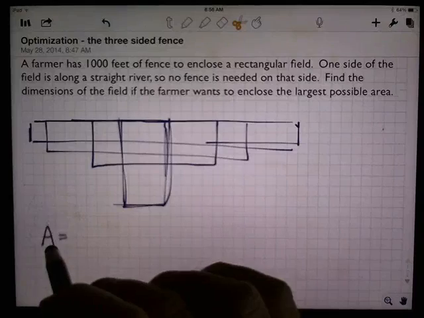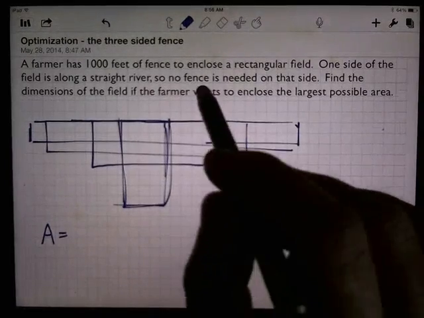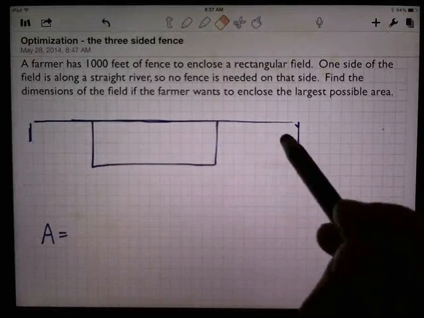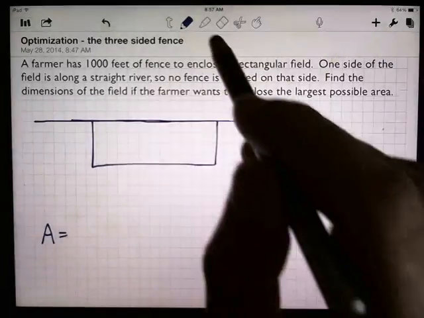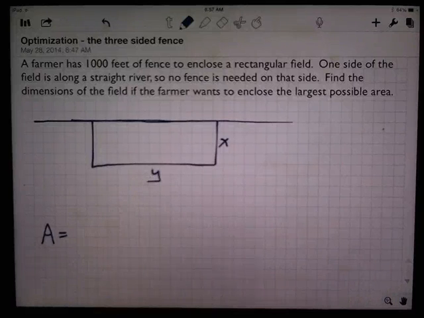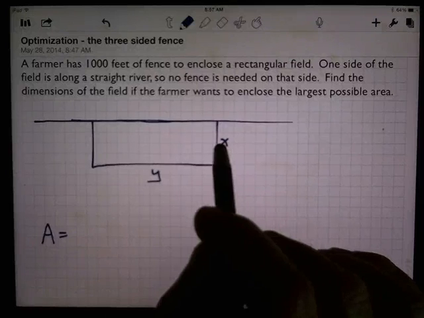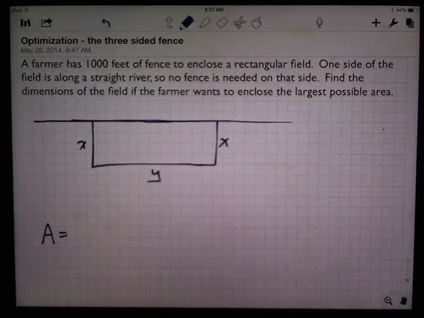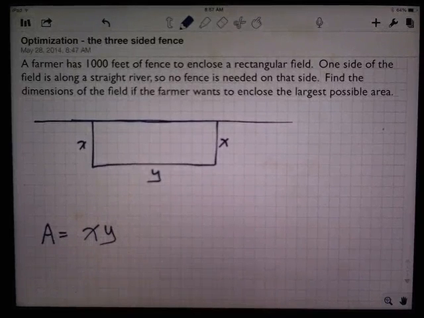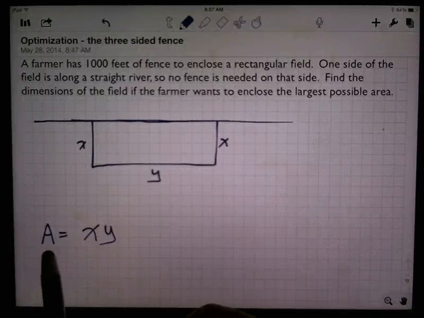So what are my variables? What are the things that can change in this thing? Well, I'm going to erase a bunch of this stuff just so that I'm only looking at one. There we go. That looks a little better. Well, the side lengths, they can change. Let's call this X and that Y, or maybe the other way around if you like. That doesn't make any difference. This one's also going to be X. Well, the area of that rectangle is going to be X times Y. Okay. So I've established my objective function, area.